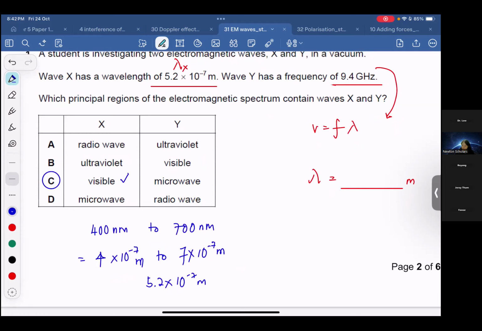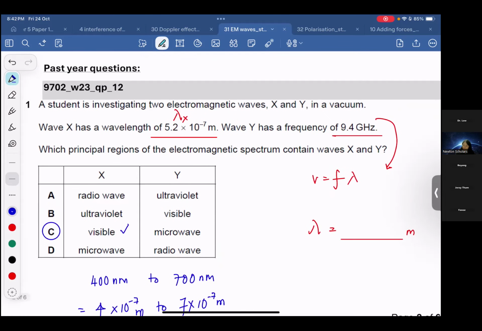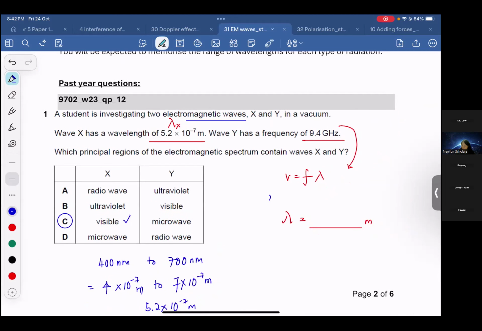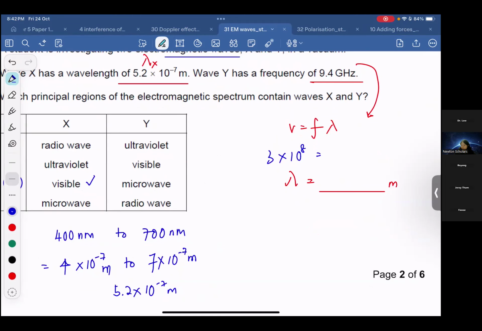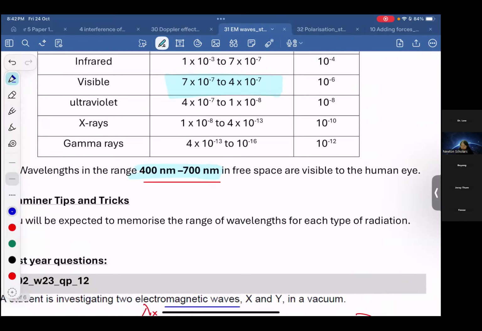Here you see a frequency. This is an electromagnetic wave. Their speed is constant, it's 3 times 10 power of 8. That's why I told you, they won't tell you, but we know. 9.4 giga, giga is times 10 power of 9. For the wavelength, if you press your calculator, it should be 3 times 10 power of negative 2. So negative 2, we come back to this.